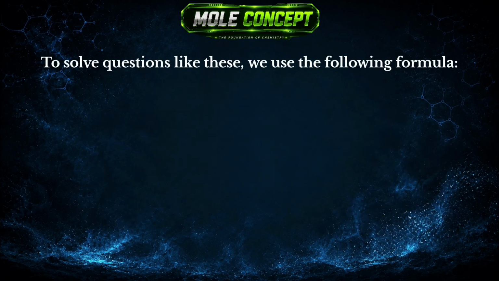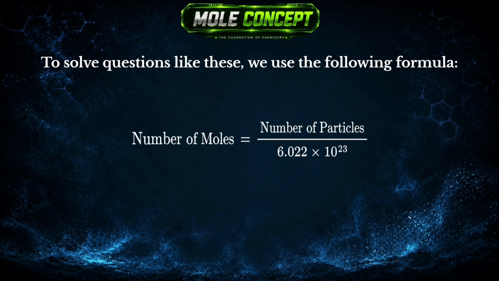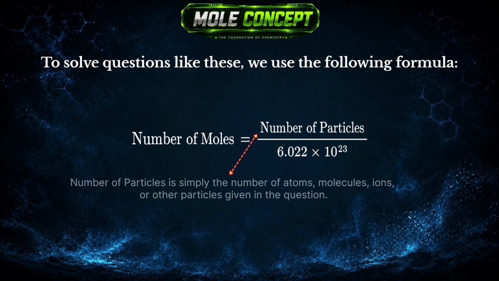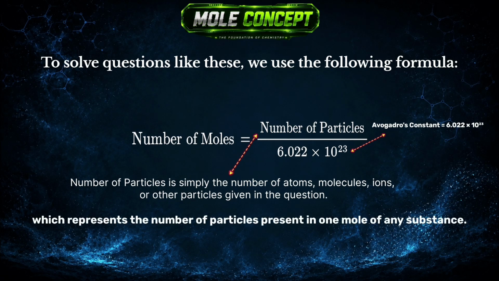To solve questions like these, we use the following formula. Number of moles equals number of particles divided by Avogadro's constant. Let's understand each part of this formula. Number of particles is simply the number of atoms, molecules, ions, or other particles given in the question. Avogadro's constant is 6.022 times 10 to the 23rd power, which represents the number of particles present in 1 mole of any substance.